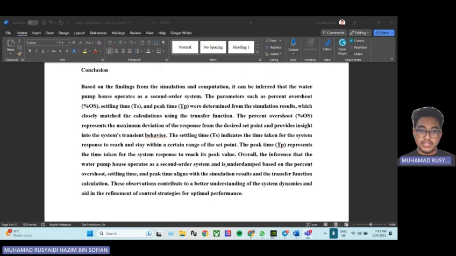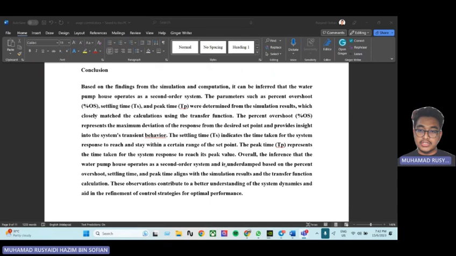The percent overshoot represents the maximum deviation of the response from the desired set point and provides insight into the system's transition behavior. The settling time indicates the time taken for the system response to reach a state within a certain range of the set point. The peak time represents the time taken for the system response to reach its peak value.